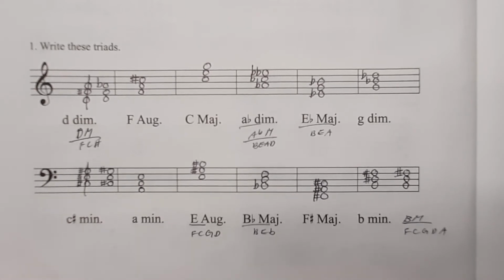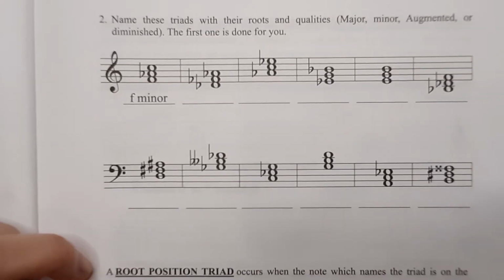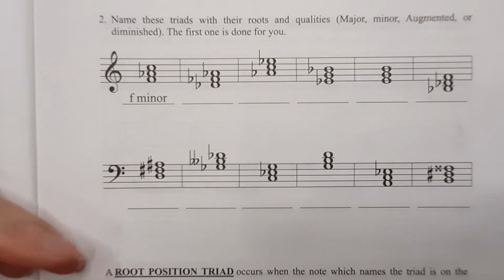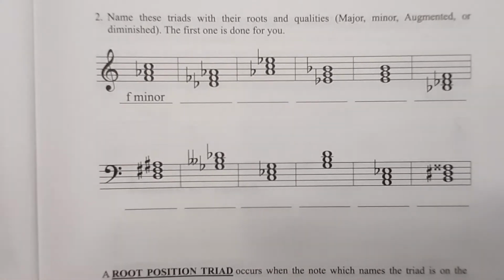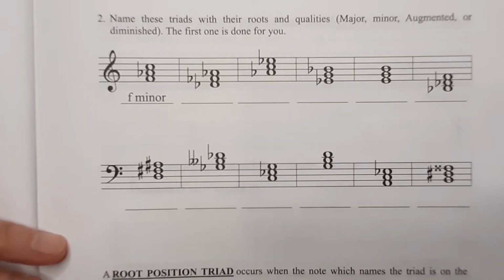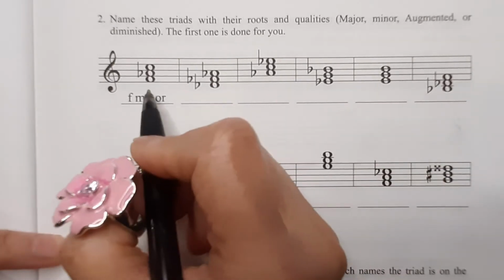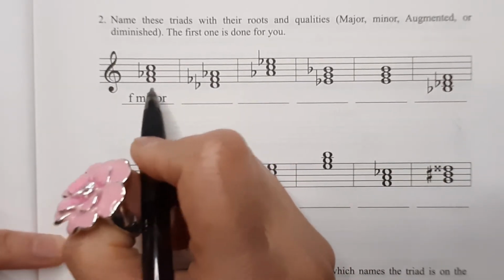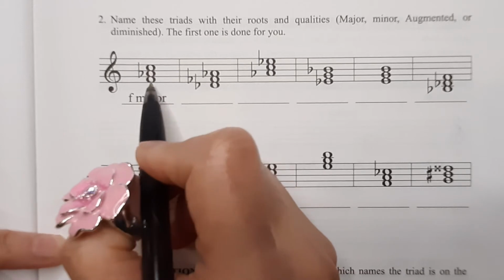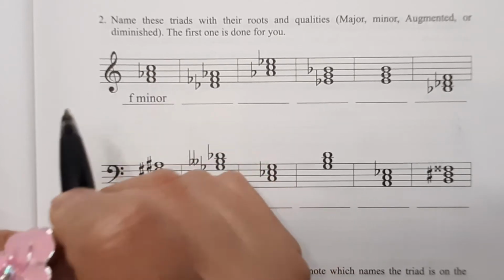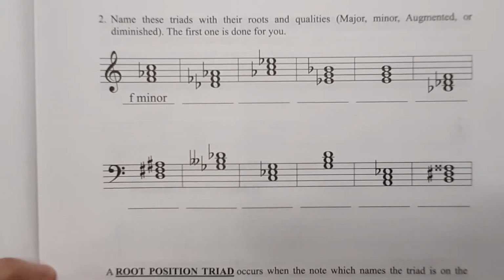Okay, let's go to the next page, 23. Number 2, name these triads with their roots, qualities, like these, major, minor, augmented, or diminished. Okay, all right, the root is F, so it's F, and this is minor. Why? Because in the key of F major, there's no A flat. The third one is lowered.